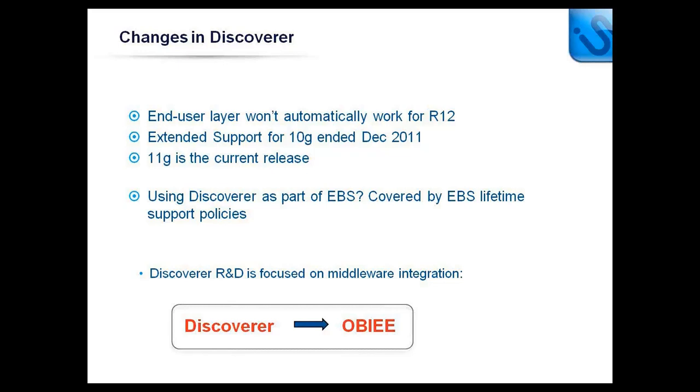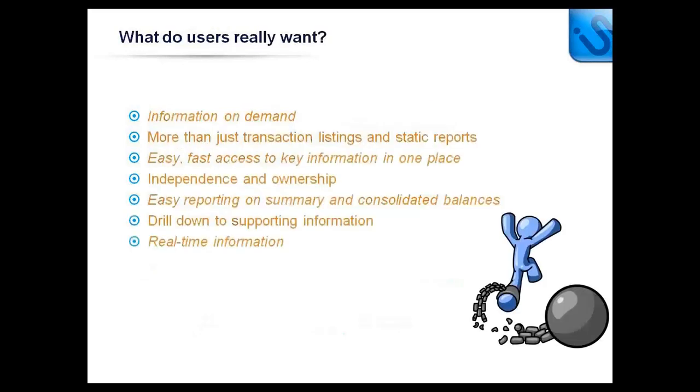But one of the things to keep in mind is that there's not a lot of new development and effort going on for that. Most R&D is focused on OBIEE, and any new information in Discover is really focusing on middleware integration. So how can I take Discover reports and publish them into OBIEE?